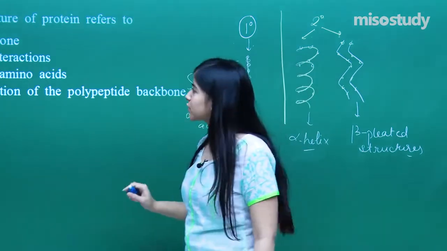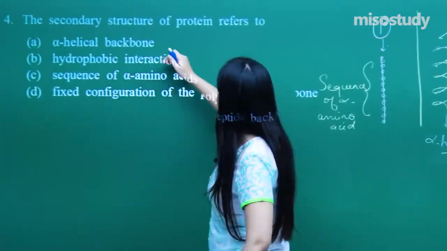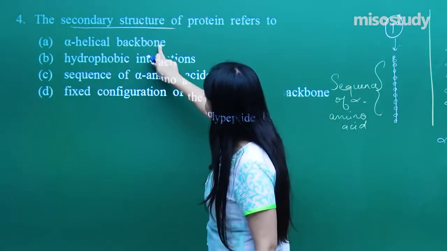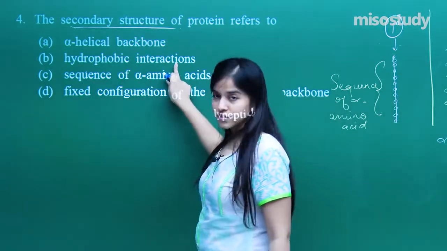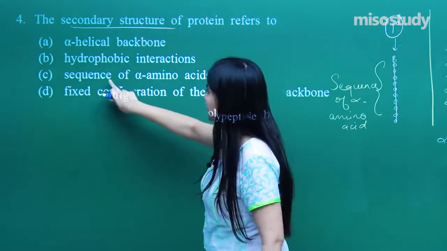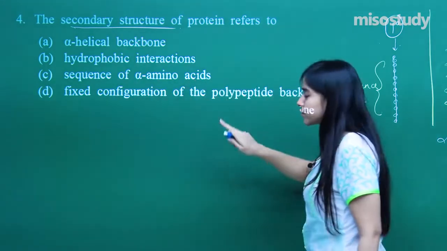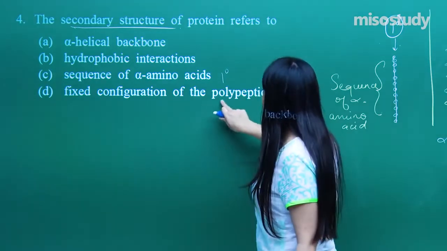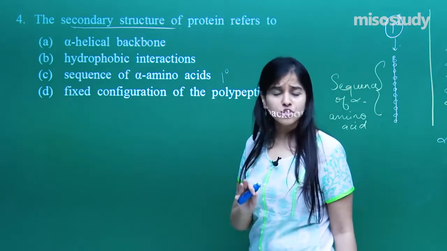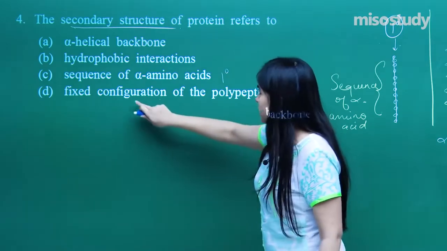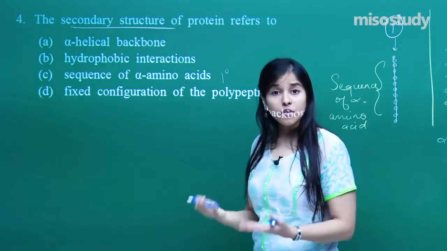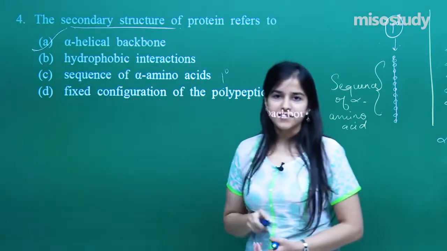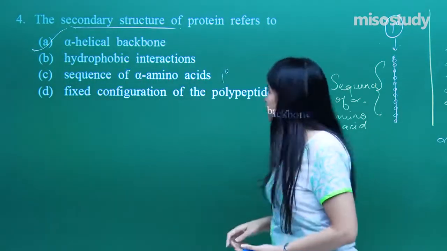Let us just mark out our option. So it's alpha helical backbone. They're asking about the secondary structure. So alpha helical backbone, hydrophobic interactions. It is not hydrophobic. Sequence of alpha amino acids, no. It is represented by the primary. Fixed configuration of the polypeptide. That is also not the case. Fixed configuration may or may not be there. So what do we have? A as the answer. I hope everybody has followed.